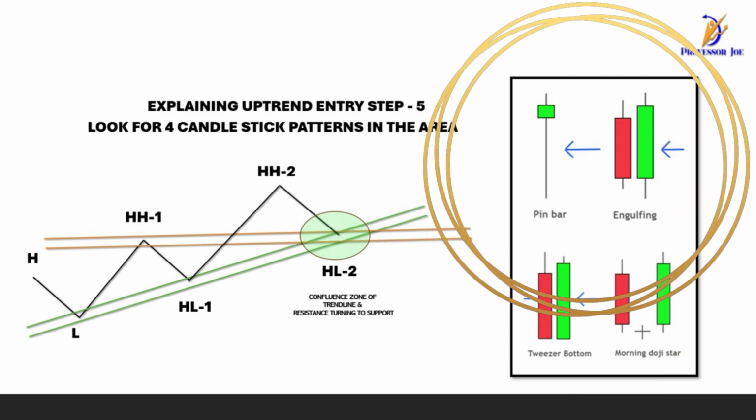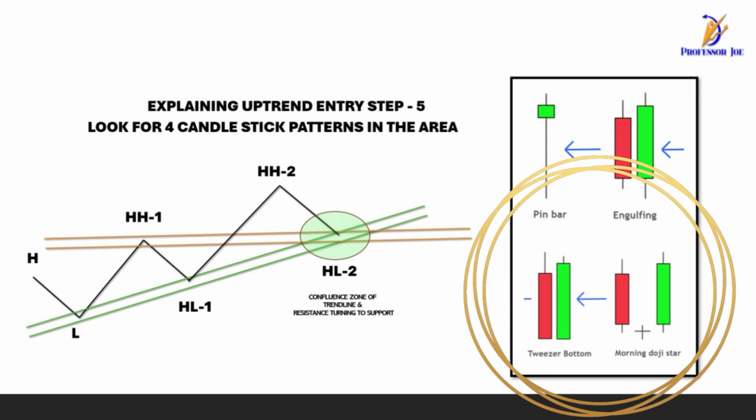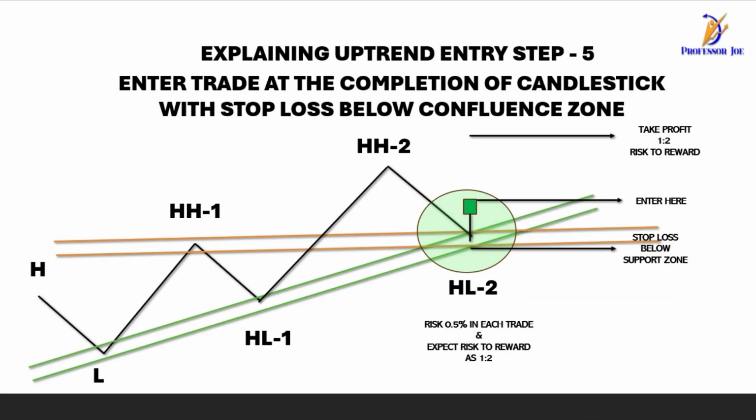So the first one is a single candlestick pattern. The second and the third one are a combination of two candlestick patterns. And the morning doji star is a combination of three candlestick patterns. When you find one of these patterns at this area of confluence, this is your entry point for a bullish trade. So, for example, you see a hammer. As soon as the hammer is completed, you will enter into a trade.